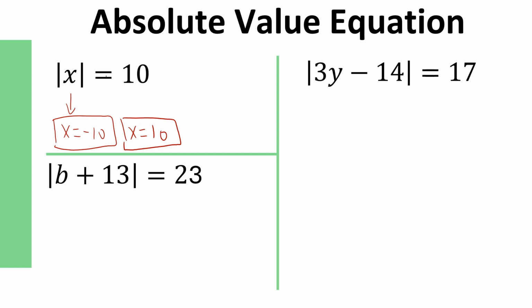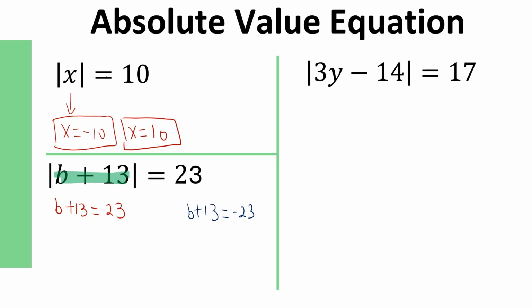So the next one, we want to know the value of b such that when you add 13 and take the absolute value of that, it will give you positive 23. This tells you that b plus 13 can equal positive 23 or b plus 13 can equal negative 23. So to solve for b, you solve each equation individually.